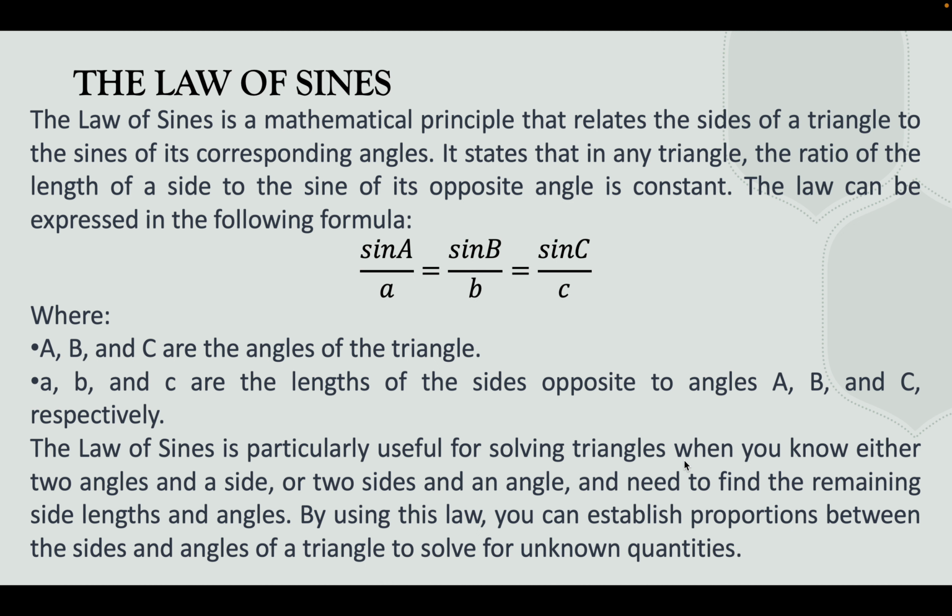The law of sines is particularly useful for solving triangles when you know either two angles and one side, or two sides and an angle, and need to find the remaining sides, lengths, and angles by using this law of sines. You can establish the proportion between the sides and angles given of the triangles to solve the unknown quantities.